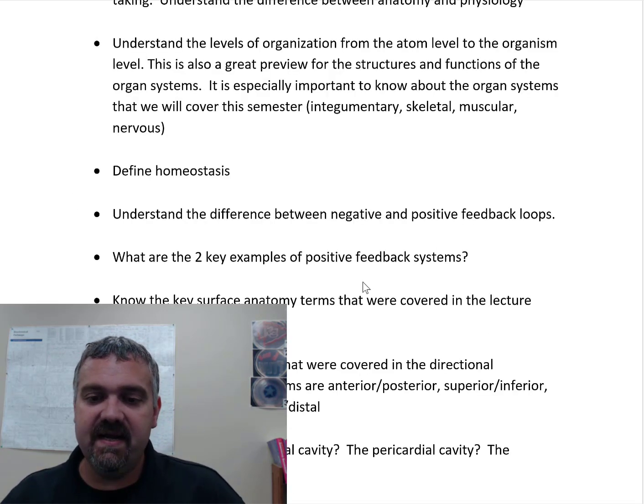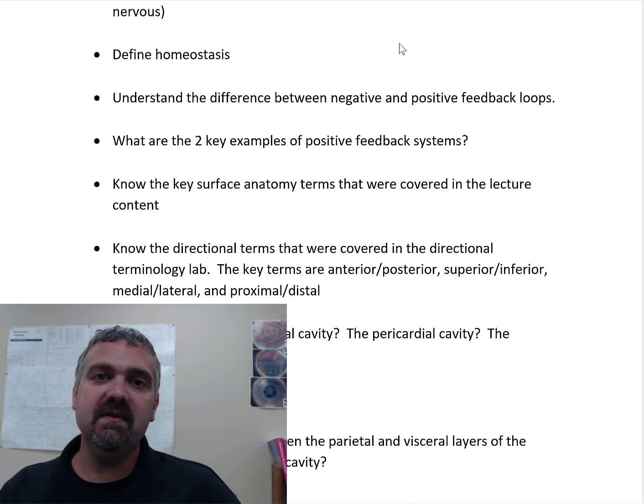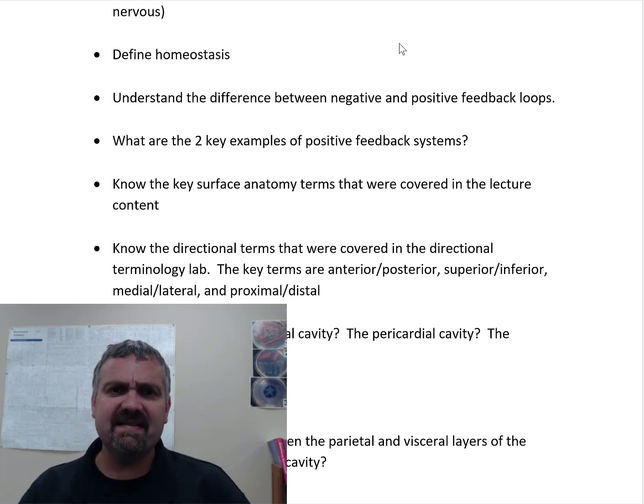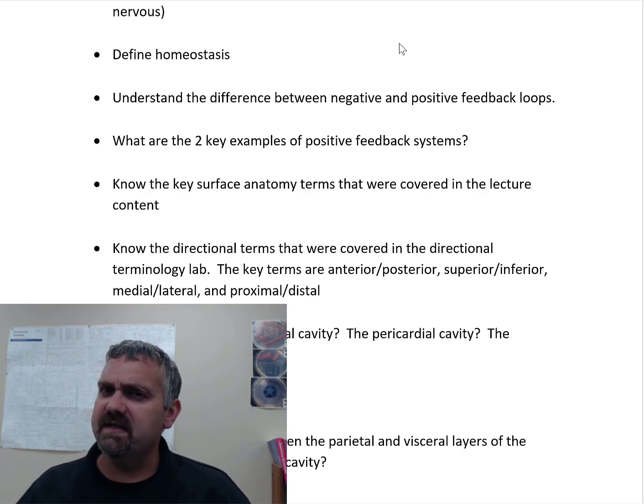Next point, define homeostasis. So homeostasis is the maintenance of a stable internal environment. What I like to say about this is it is way easier to be dead than to be alive. So to be alive, think about all the things that have to happen every second about maintaining your pH and blood pressure and temperature and all the chemical composition of your blood and body fluids, and constantly keeping your nerves alive using pumping mechanisms, etc. Just imagine how hard it is to be alive.